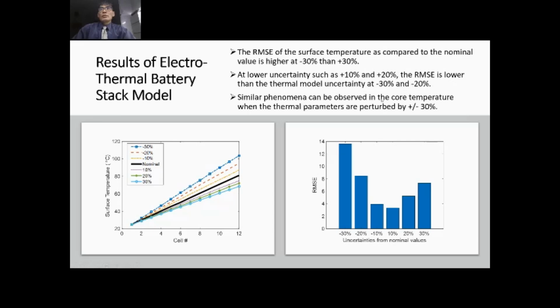You can observe this in the core temperature when the thermal parameters are perturbed by plus or minus 30%. What it is trying to say is that at lower uncertainty the RMS error is lower compared to higher uncertainty, which is logical, because with higher uncertainty the error will be higher. At minus 30%, which means the temperature goes even lower, you find that the error is even higher. So it means that a cell at lower temperature will face more uncertainty than a cell at higher temperature.